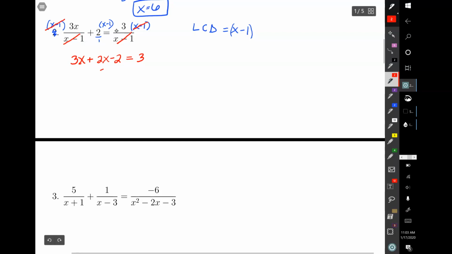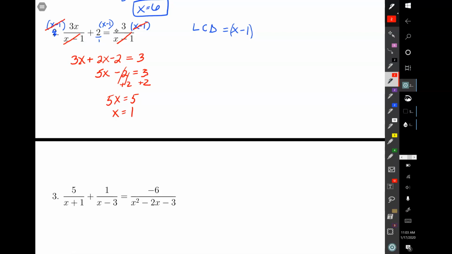And now just solve. Since it's a linear format here now, I would combine like terms. 3x plus 2x is 5x, minus 2 equals 3. Then add 2 to both sides. And then we get 5x equals 5, x equals 1. But then I have a bit of a problem here because I didn't set the domain ahead of time. It's usually a good idea to do that.